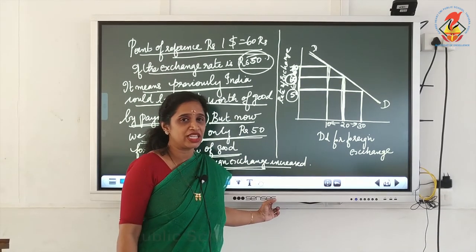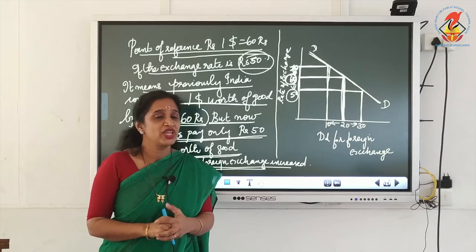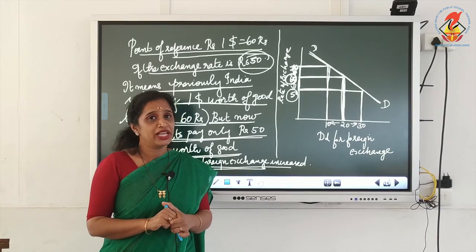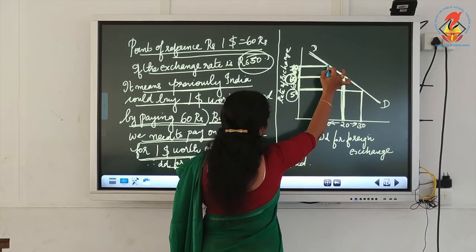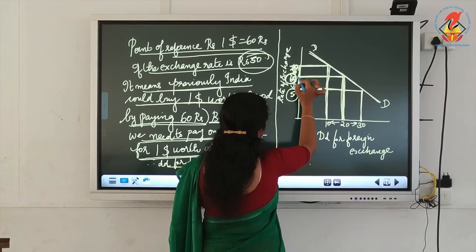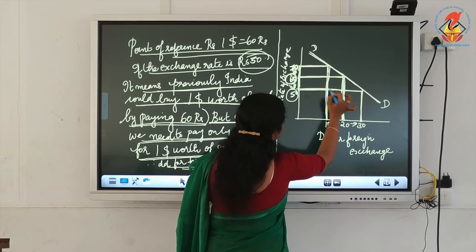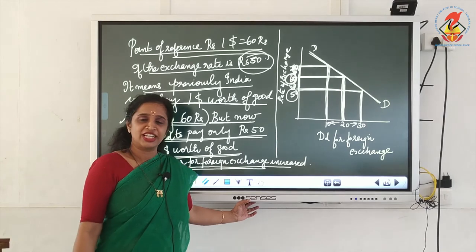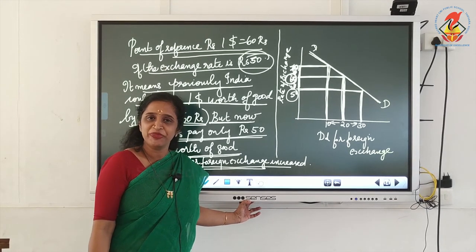Once again I am repeating, there is an inverse relationship between price of foreign exchange and demand for foreign exchange. So once again I repeat, when the price of the foreign exchange has increased from 60 to 70, demand is only 10. But when the price of the foreign exchange has decreased from 60 to 50, the demand for foreign exchange has increased to 30. Hence there is an inverse relationship. Hope it is clear to you children. Thank you.